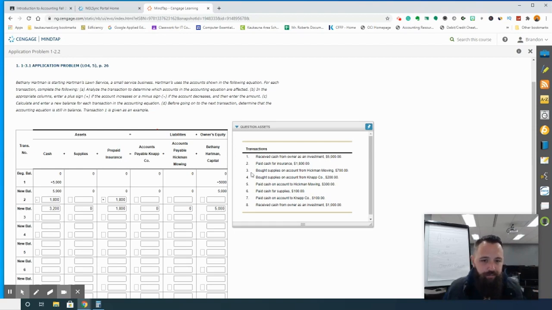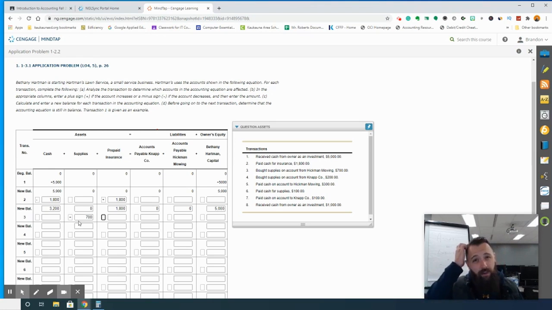Let's keep going here. Number 3, bought supplies on account from Hickman Mowing. Well, supplies here are going to go up because you got more supplies. So let's start with that. Here's transaction number 3, and we'll put plus 700. There we go. And now it says on account.